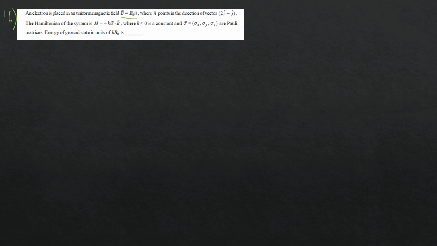The Hamiltonian of the system H is equal to minus k sigma dot B, where k is less than 0 is a constant. So sigma is equal to sigma x, sigma y, sigma z, the Pauli matrices. We have discussed Pauli matrices in the previous session. The energy of the ground state in units of k B naught will be how much?